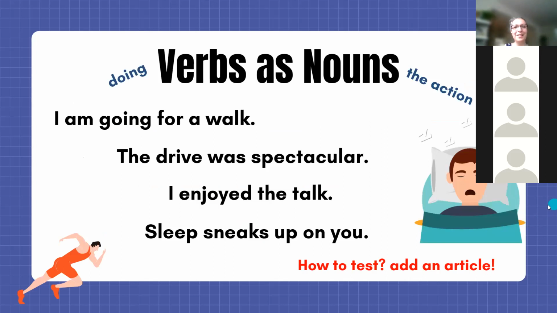All right, so here we go. We've got verbs as nouns. Some verbs really can become nouns without having anything added on them. So I'm going for a walk. If I can pop an article or an adjective in front of it, then it's a noun. In this case, the clue that this is a noun is the fact that it's got an article, a walk. Those two go together. Therefore, a walk must be a noun.